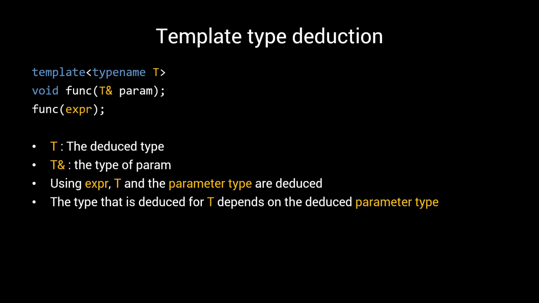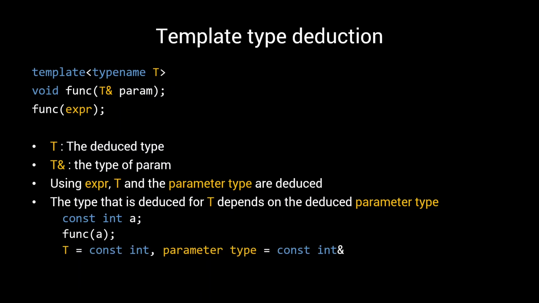For example, say I have a constant integer a and I pass this a to func. In this case, a is the expression. The compiler will now apply the rules of type deduction, which we'll explain in detail in a bit, to find that the parameter type is a reference to const int, and based on that the deduced type, T, is const int.